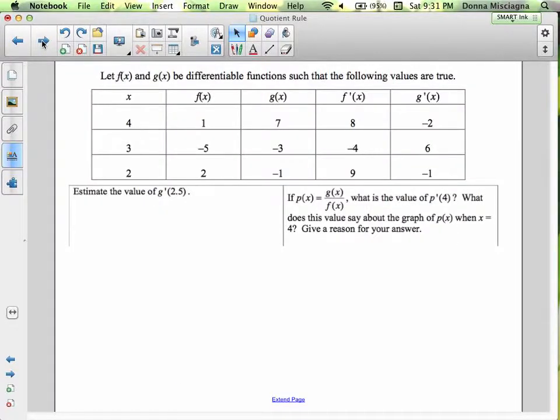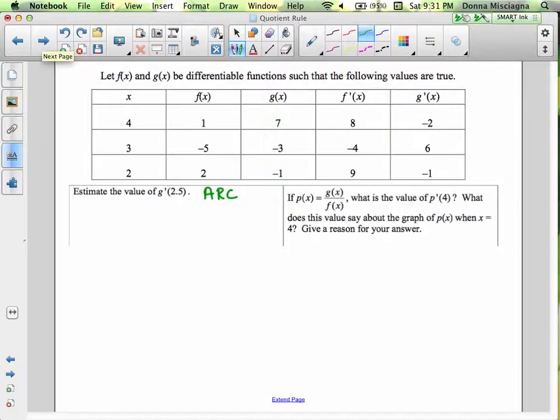All right, so let's do some tables. Tables, you can expect to see questions like this on the AP test. We want to estimate the value of g prime of 2.5, and I hope right away you're thinking average rate of change. This is average rate of change. This is your secant line.